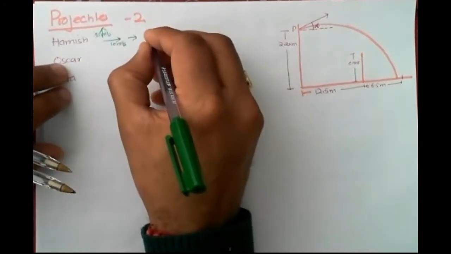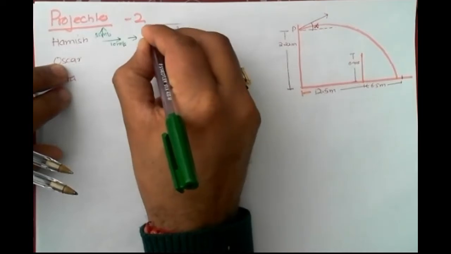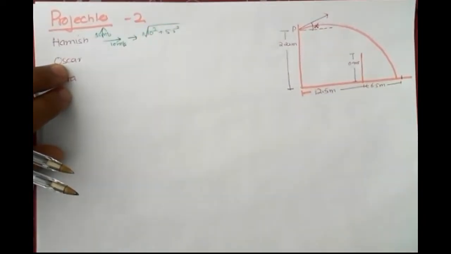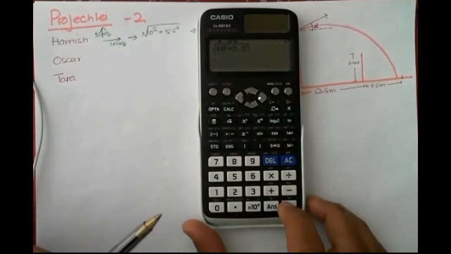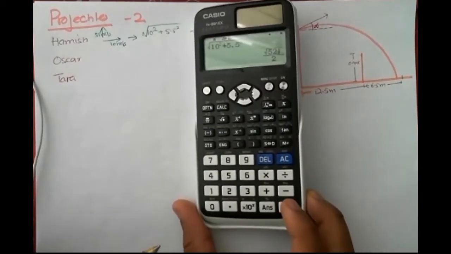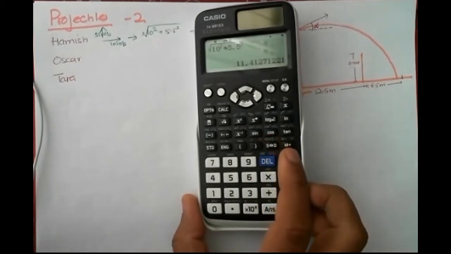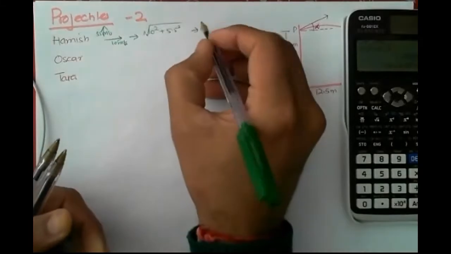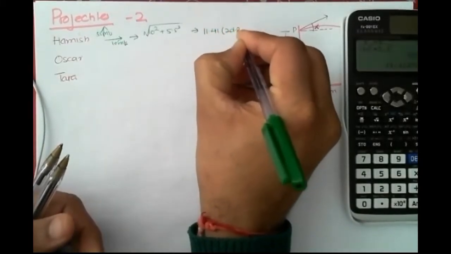So speed will be the square root of 10 squared plus 5.5 squared. We work it out on a calculator. 10 squared plus 5.5 squared gives me 121.25, and the square root of that is 11.41. So, to two decimal places, 11.41.